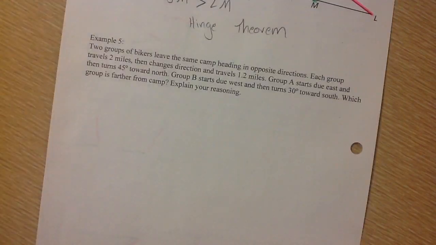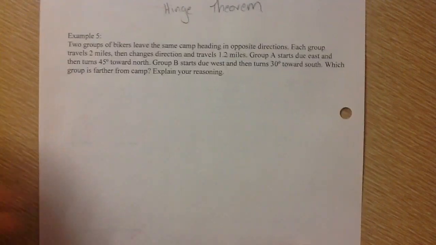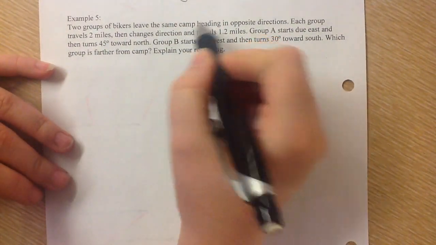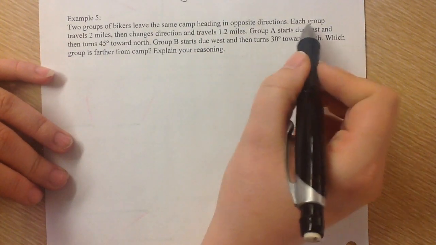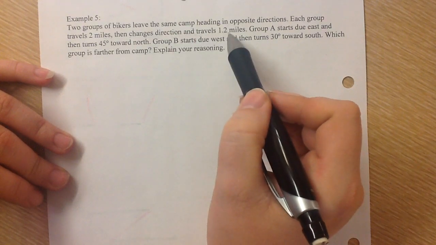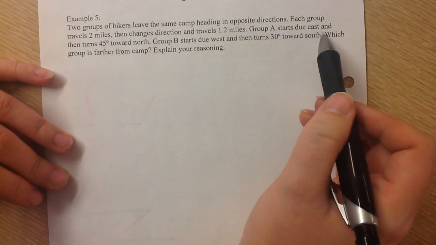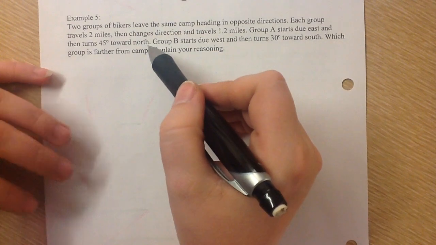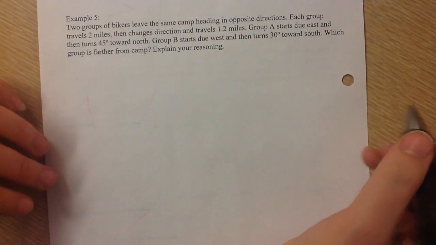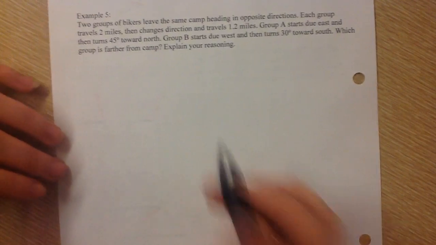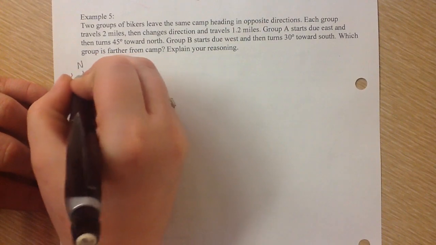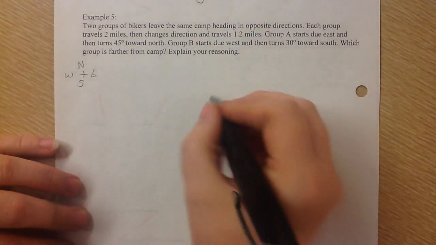All right, one last example. We're going to have to draw a picture for this one, so get out a straight edge if you don't have one. Two groups of bikers leave the same camp heading in opposite directions. Each group travels 2 miles, then changes direction and travels 1.2 miles. Group A starts due east and then turns 45 degrees towards the north. Group B starts due west, then turns 30 degrees towards south. Which group is farther from camp? Okay, so first we know it goes north-south, then west-east. That's how normal. So let's go ahead and start.